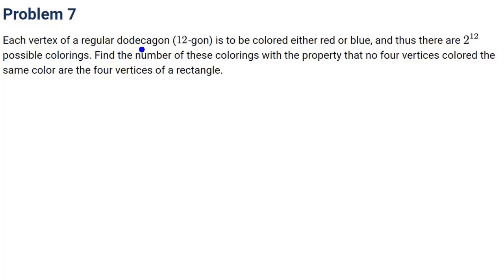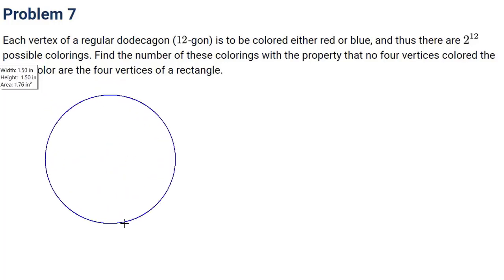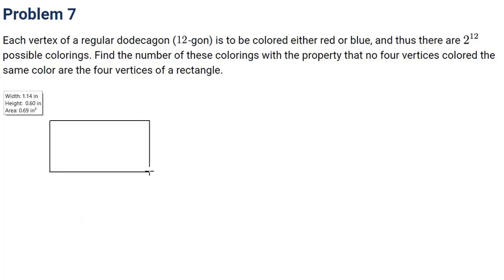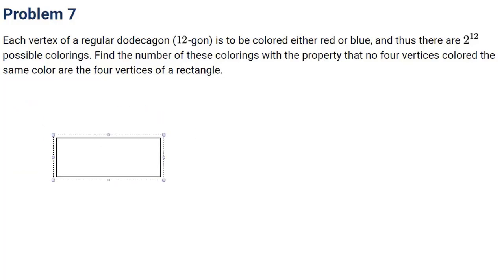AIME II 2023 problem number 7. Each vertex of a regular dodecagon (12-gon) is to be colored either red or blue, and thus there are 2 to the 12 possible colorings. Find the number of these colorings with the property that no 4 vertices colored the same color are the 4 vertices of a rectangle. Okay, so look, if we color and there is a rectangle, let's draw a rectangle first and then draw the circle.